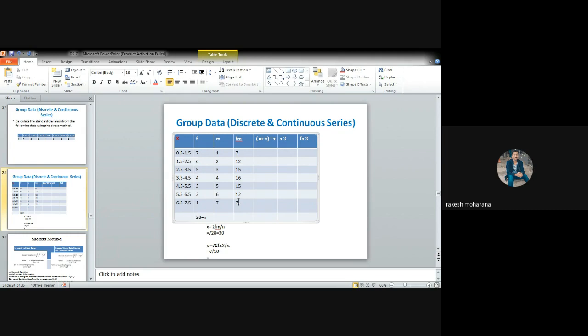Here you have to calculate f into m. What is the sum of f into m? 54, sir. Here I write 4 by as per the number you calculate x bar, sum of fm divided by n. Here the sum of fm is 84 divided by 28. That equals to how much? 3, sir.